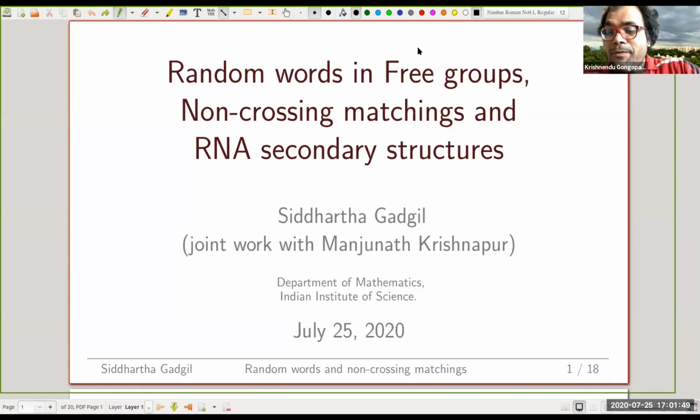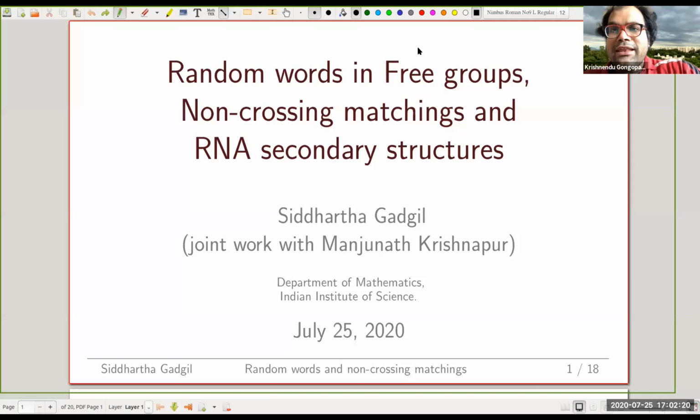Professor Gadgil works in the broad area of low dimensional topology. He did his PhD from California Institute of Technology in 1999. After that, he held positions as a postdoc in Stony Brook and then joined the Indian Statistical Institute as an associate professor. Currently he is a professor at the Indian Institute of Science, Bangalore, from 2012.